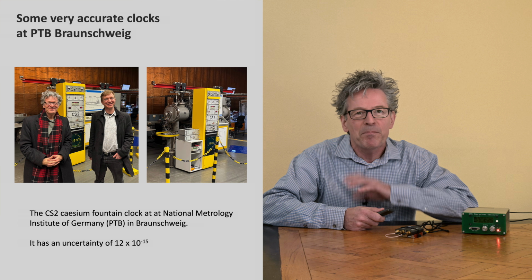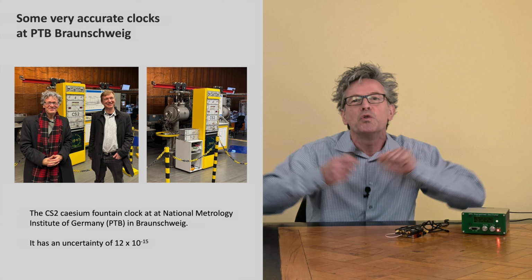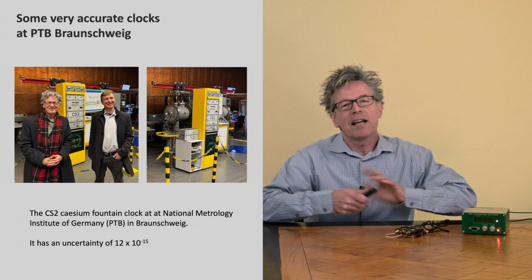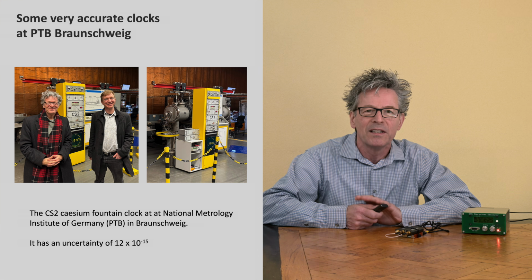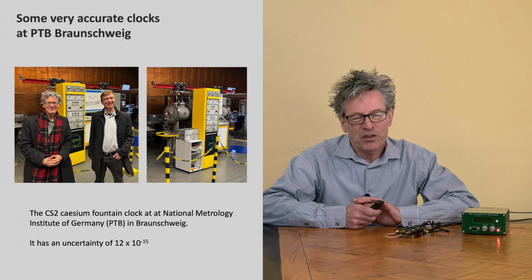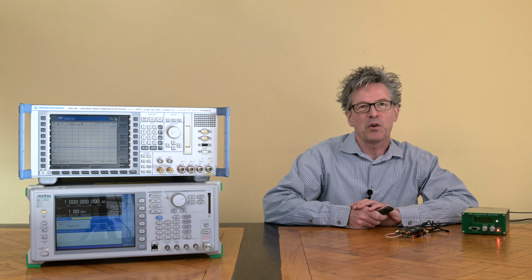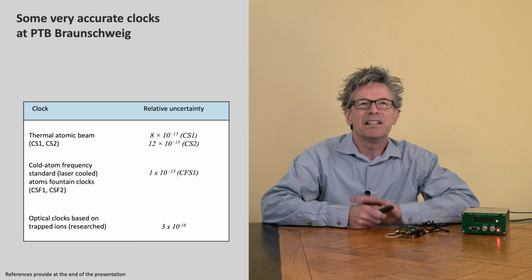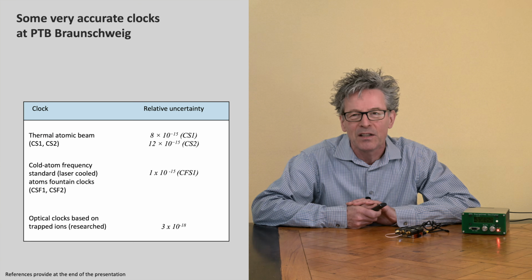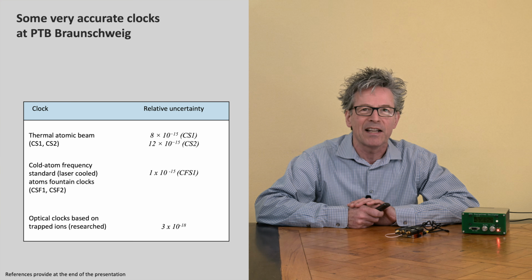You see a picture here, and we're looking at their CS2 clock. That clock has been used for a very long time to create the official time in Germany. It has an uncertainty of 12 times 10 to the minus 15, so about 1 times 10 to the minus 14. That's already a pretty precise clock. But they have even better clocks in Braunschweig. Here you get a bit of an overview of the various clocks that they have. I'm going to leave some of the sources in the last sheet at the end of this set.